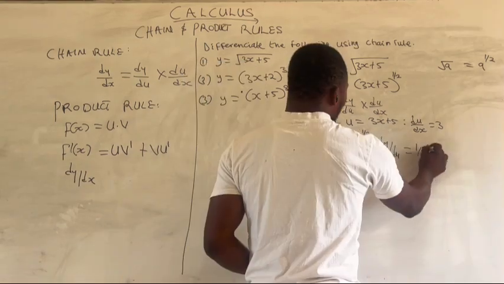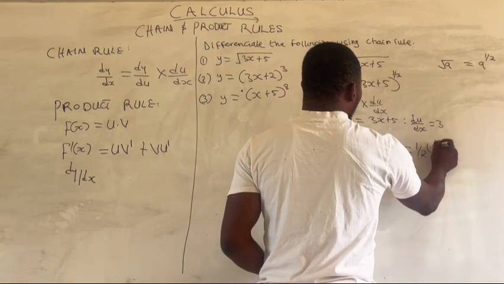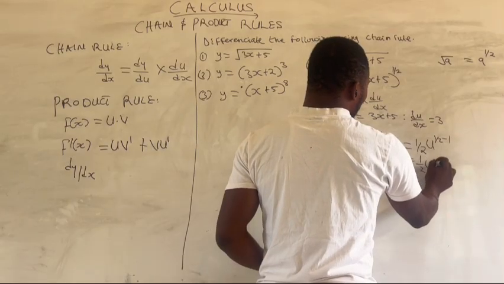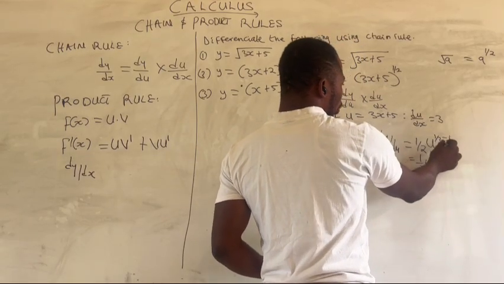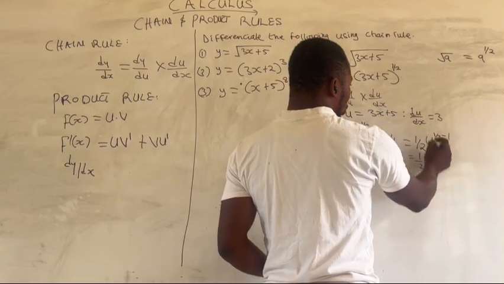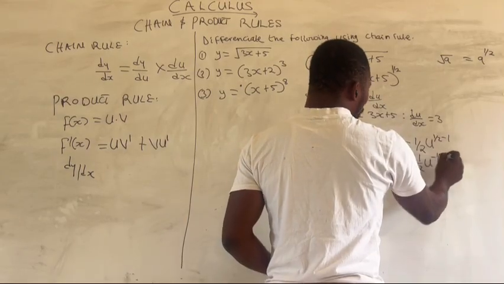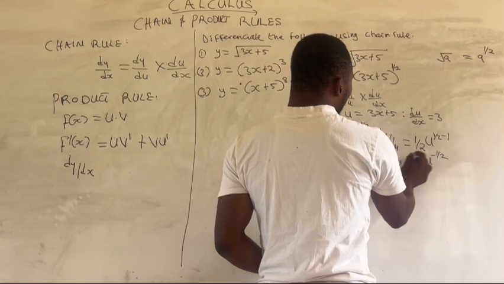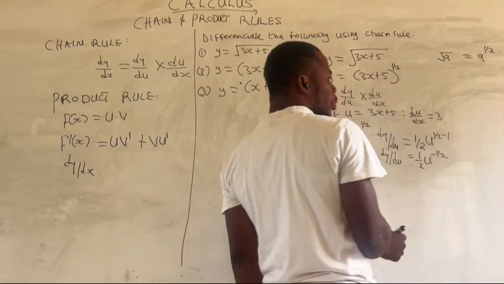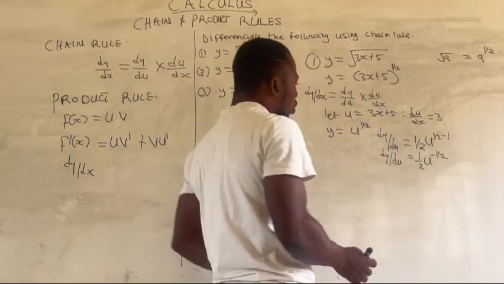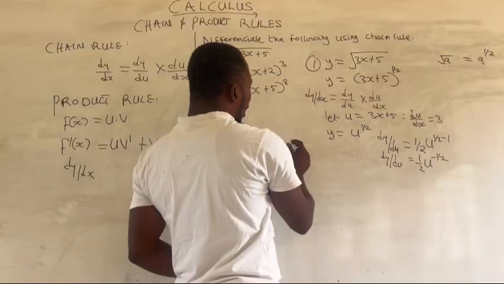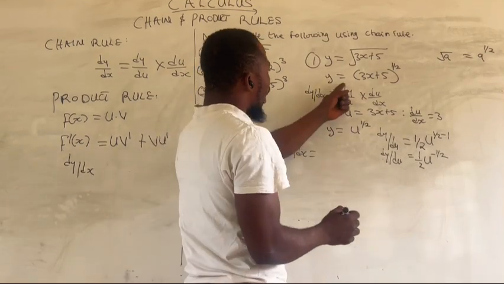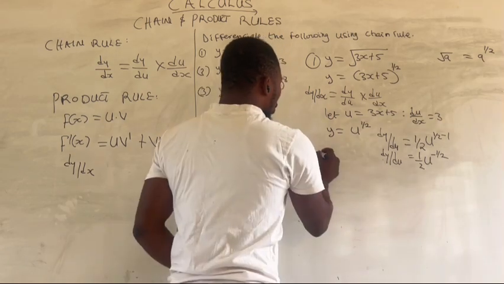We know that we have u raised to the power of 1 all over 2 minus 1, which will now give us 1 all over 2, u raised to the power of, if you do 1 all over 2 divided by minus 1, it will give us minus 1 all over 2. So our dy du is now equal to 1 all over 2, u raised to the power of minus 1 over 2.